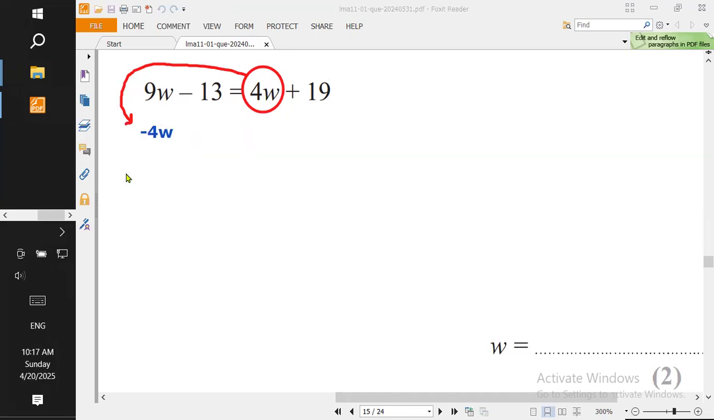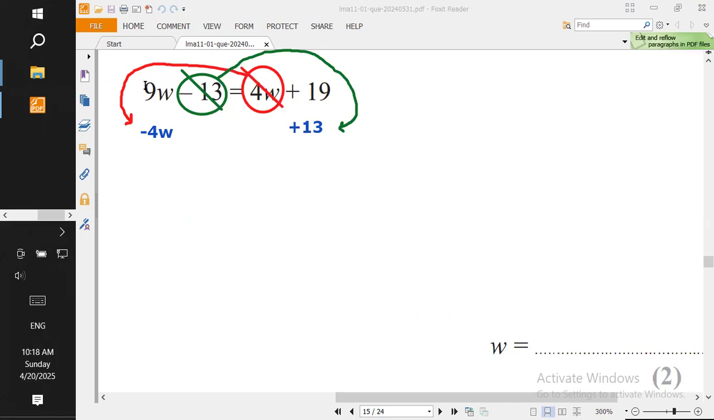Now, same idea with other variables like negative 13. I'm going to take the negative 13 to the other side and change the sign of negative 13. So I'm going to take it here like this and put it under the 19 and make it positive 13. As we said, we just rearranged to make all the variables on one side and all the constants on the other side. Now, because I took these, I'm going to remove them from here. So I removed the negative 13 and the 4W.